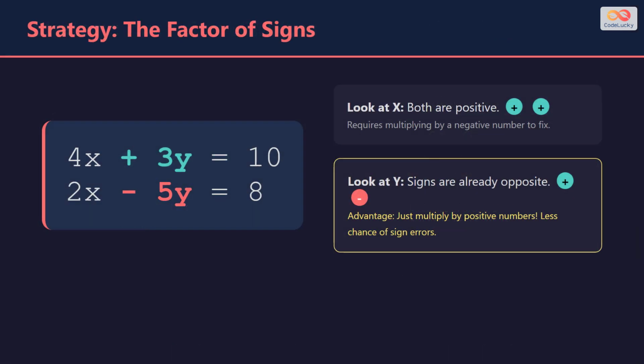There is one more factor to consider: the signs. In this example, the x terms are both positive. To eliminate them, we would have to multiply by a negative number to create an opposite. But look at the y terms. One is positive, one is negative. They are already opposites. This is a huge advantage. We can just multiply by positive numbers to reach our target, which keeps things simple.